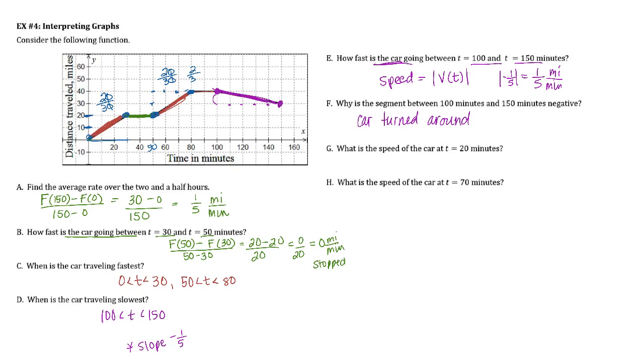What is the speed of the car at time t equals 20? So, well, to find that, we probably need to find maybe an average rate there. So at time t equals 20, we could find around that the slope, so f at 30 minus f at 0 over 30 minus 0. And so that's going to give us 20 over 30, which we found earlier, which is going to give us 2/3. Okay, so that's really 2/3 miles per minute.